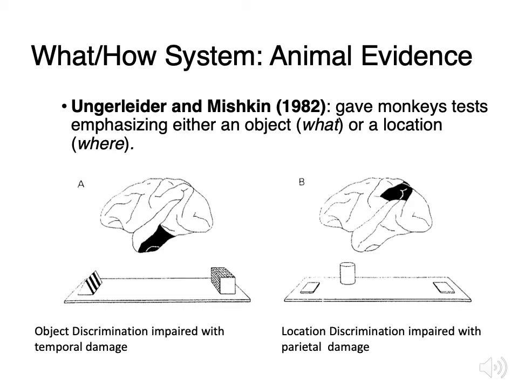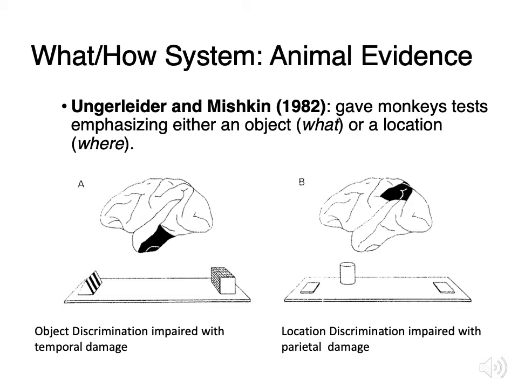The what pathway, or the ventral stream, plays a role in the monkey's ability to identify the object on the board. The location discrimination task, shown here in image B, required that the monkey determine the location of the object. They had to figure out which shapes on the board had the food underneath it. They were trained that the object closest to the cylindrical landmark was where the food would be. This task implicated the where pathway, or the dorsal stream.